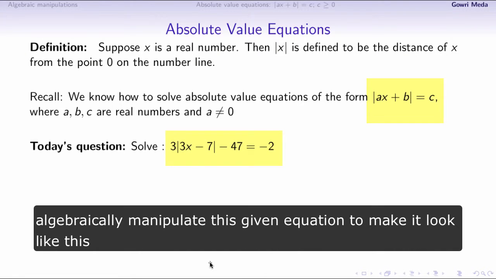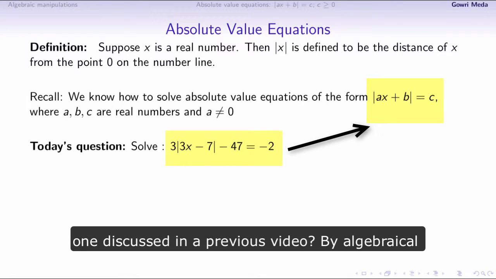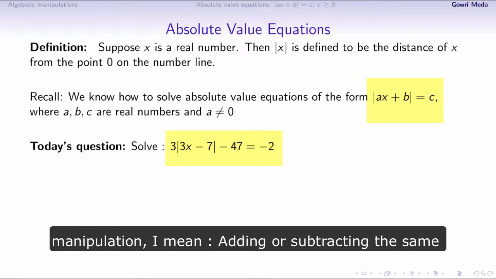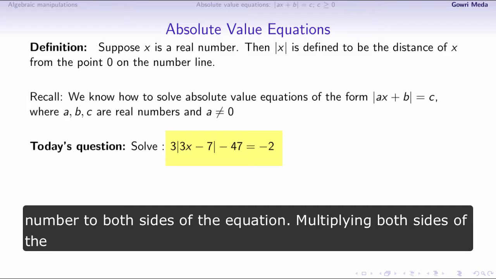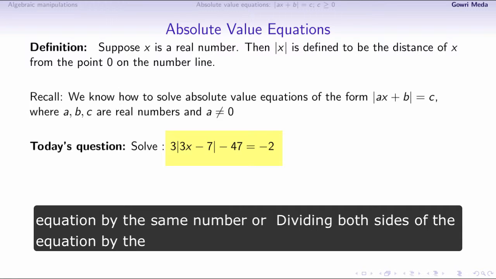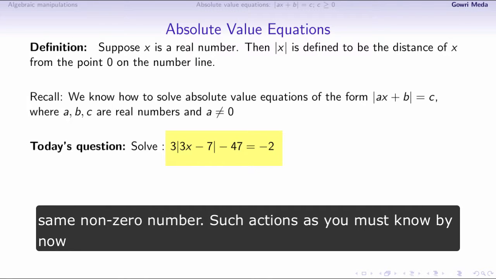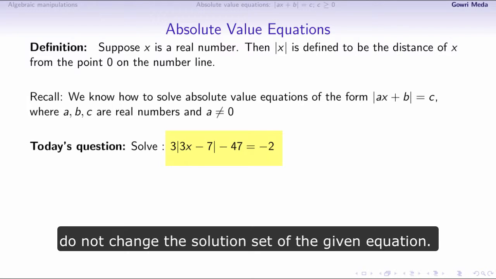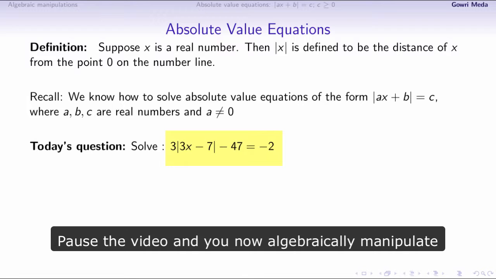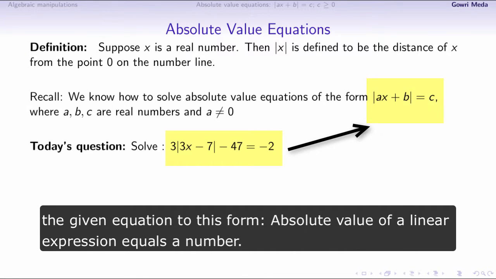Do you see how we may algebraically manipulate this given equation to make it look like one discussed in a previous video? By algebraic manipulation, I mean adding or subtracting the same number to both sides of the equation, multiplying both sides of the equation by the same number, or dividing both sides of the equation by the same non-zero number. Such actions, as you must know by now, do not change the solution set of the given equation. Pause the video and you now algebraically manipulate the given equation to this form: absolute value of a linear expression equals a number.